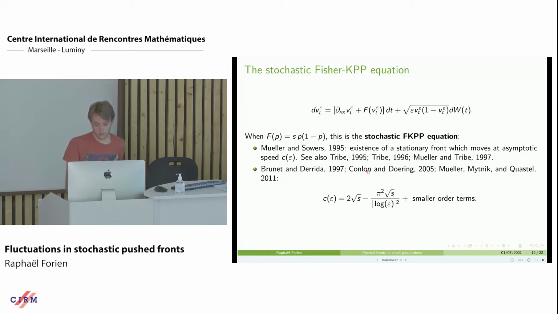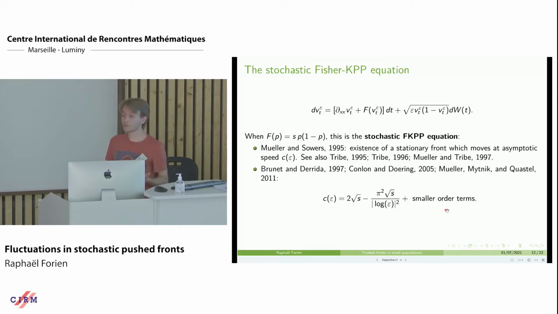Okay, there are a lot of related works on related models and similar equations. And Brunet and Derrida in 1997 conjectured something that was proved later by Mueller, Mytnik, and Quastel, that this c epsilon, when epsilon goes to 0, behaves as follows. The leading order term is twice the square root of s, and you have a first order correction term that is minus a constant over log epsilon squared, plus some smaller order terms.